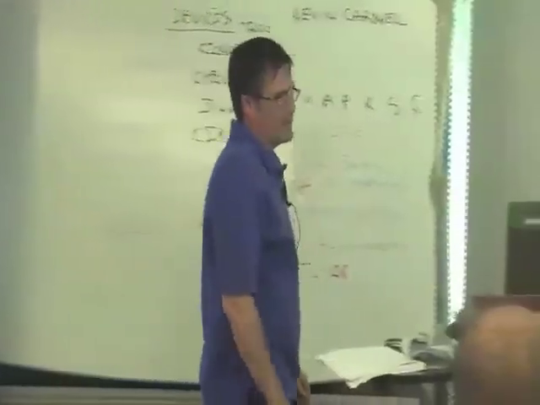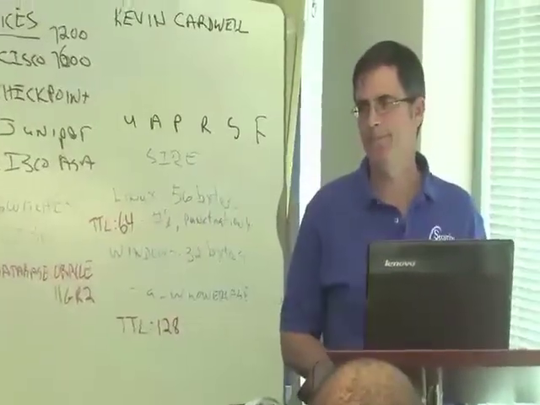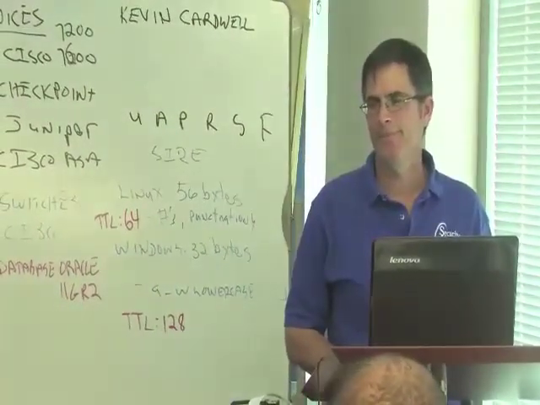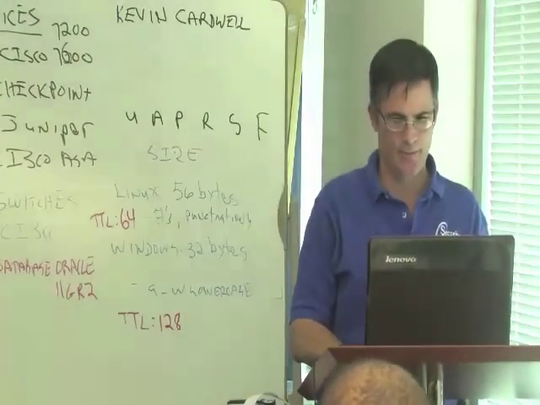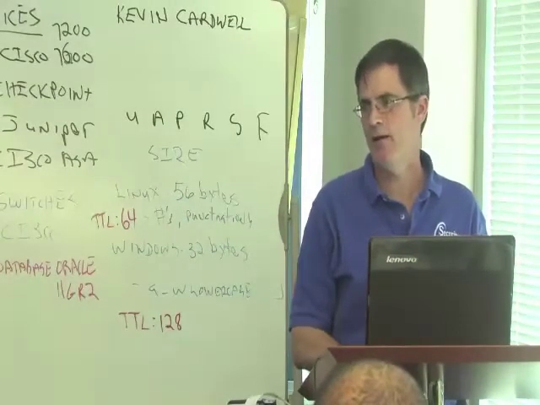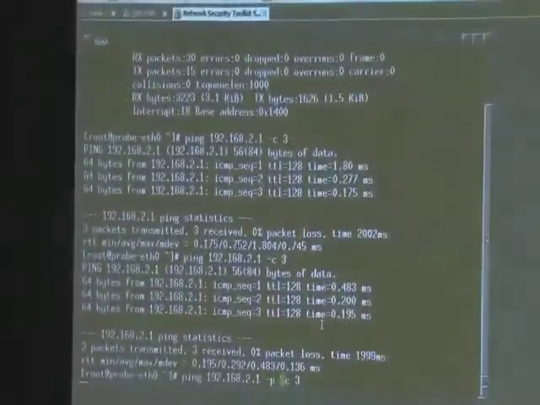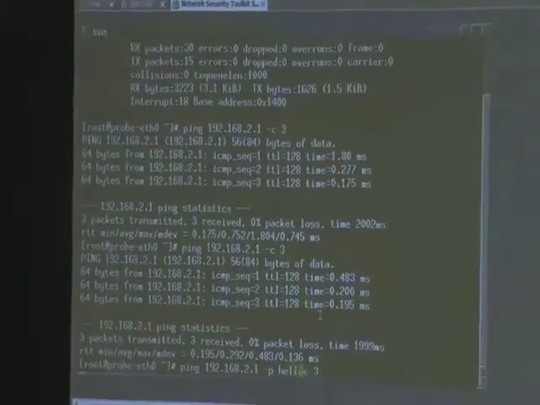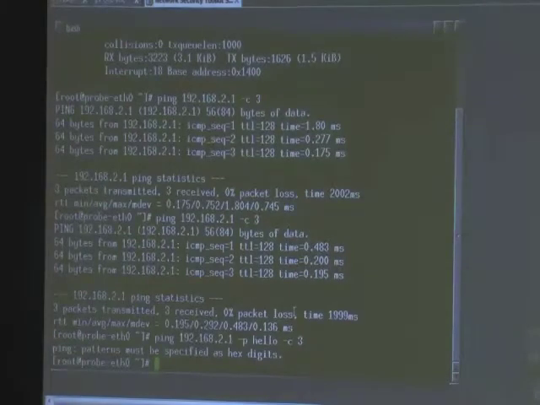Okay, P for pattern. You got that, right? So what happens when you try to put the pattern in? No, -P for pattern is correct. When you put the pattern in, what's it say? Here, let me do it. So -P for pattern, right? So I got that. I'm going to do -P and hello. Pattern must be specified as hex digits. So how are you going to find out the hex of hello? H-E-L-L-O.